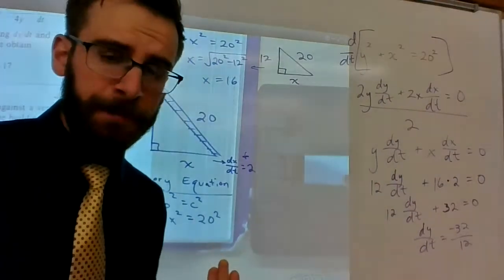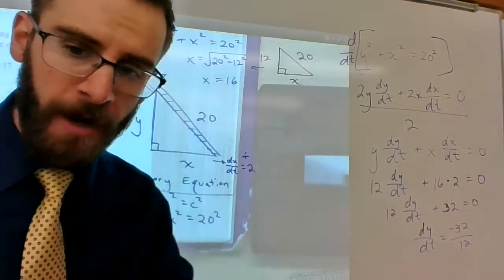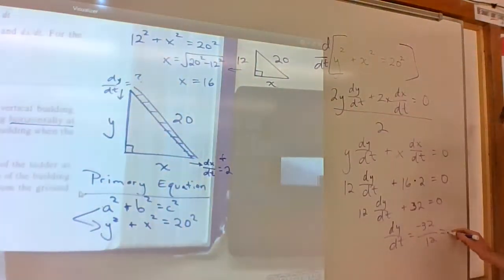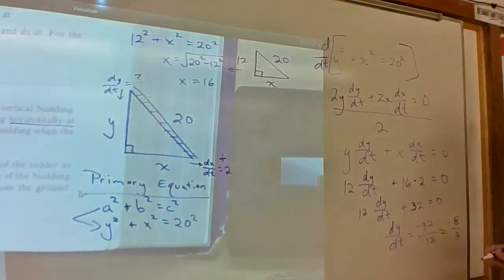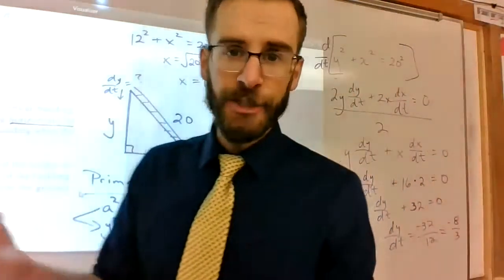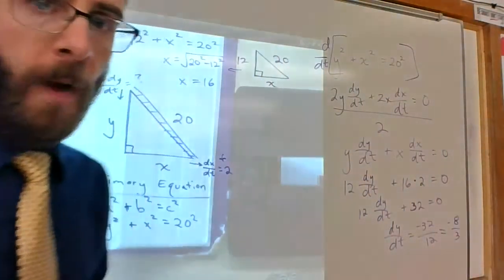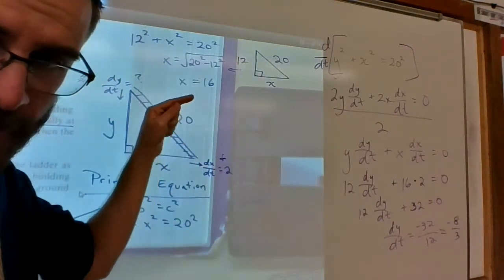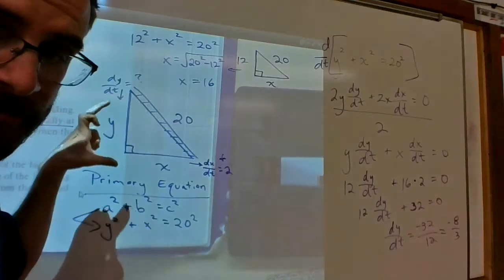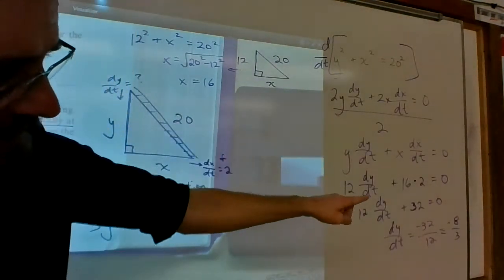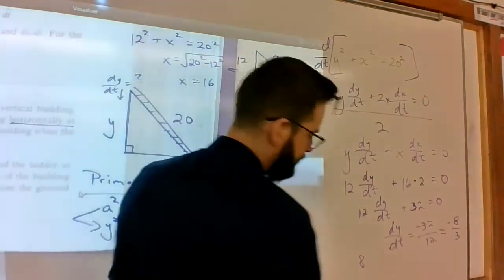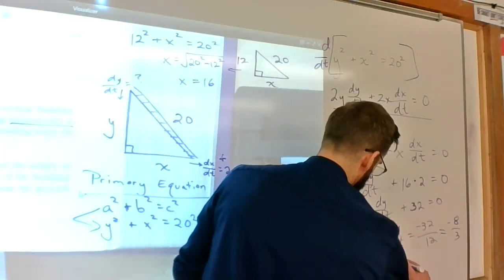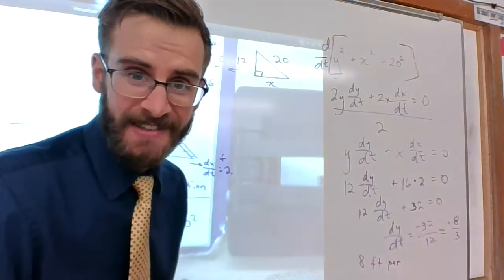At which point you can simplify that fraction, divide the top by 4, the bottom by 4, and that comes out to be negative 8/3. So, interpret this solution. How fast is the ladder moving down the building, at least the top of it, when it's 12 feet above? It's 8 feet per every 3 seconds. That's how fast it's moving.